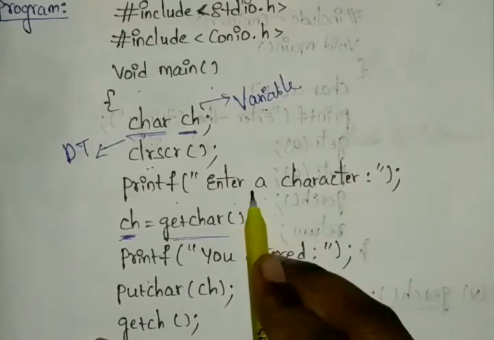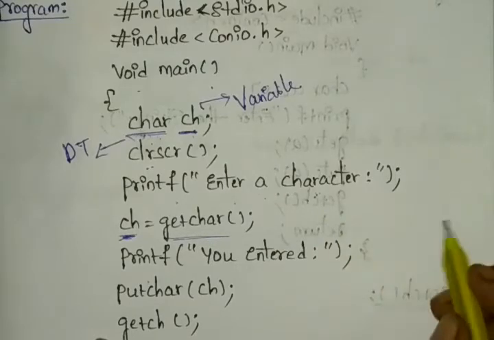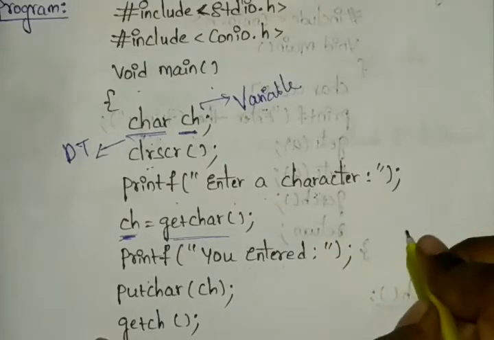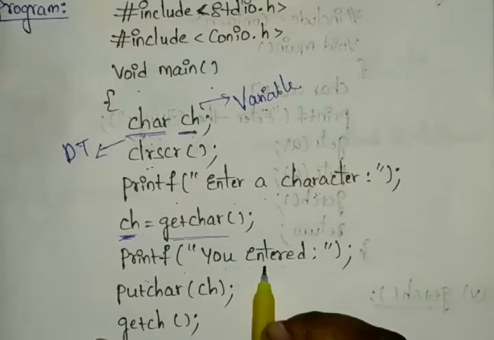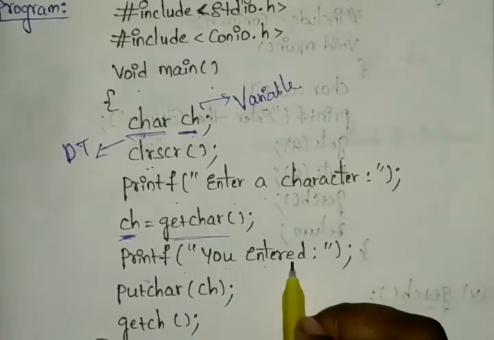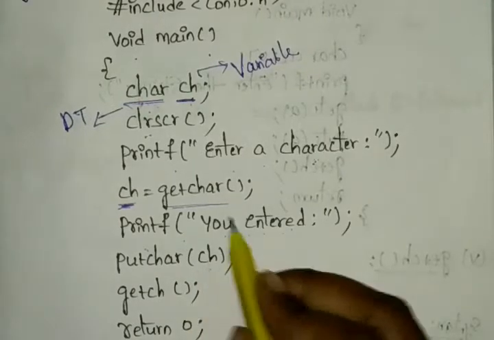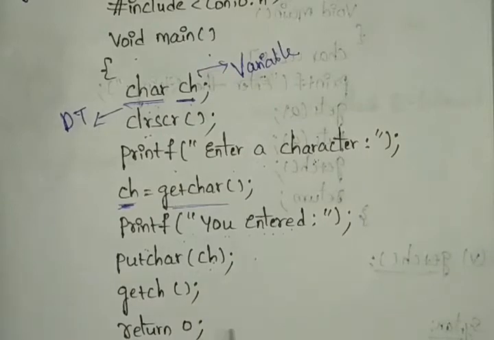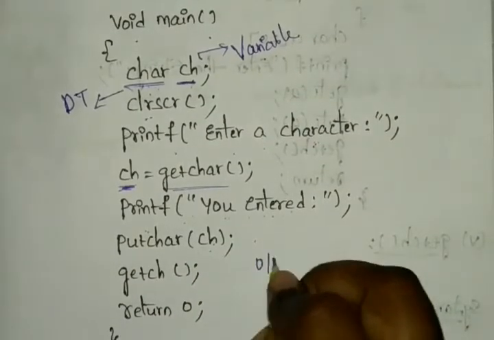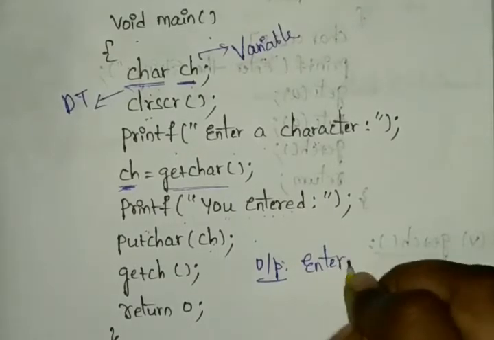After displaying "Enter a character", you enter one character, like here I am entering B. Next in the printf, "You entered". Then putchar displays that character. After entering it, the output is displayed. For example, here I am writing the output for this. First it shows "Enter a character".